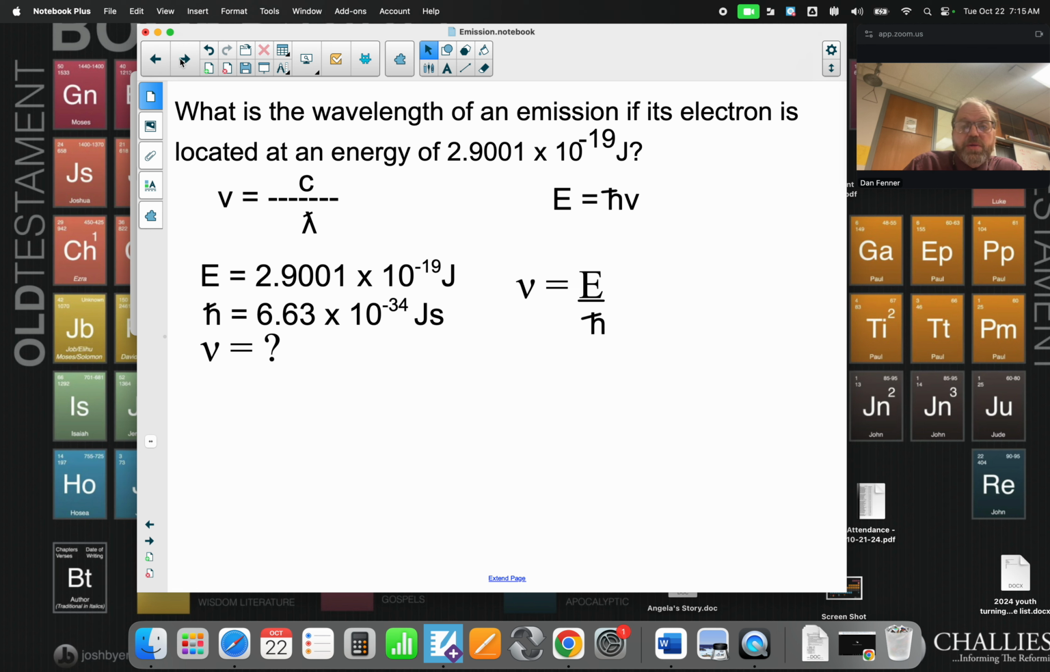Take our values and plug them in. 2.9001 times 10 to the 19th joules. Divide by 6.63 times 10 minus 34th joule seconds. My joules will cross out. Take and multiply those through.